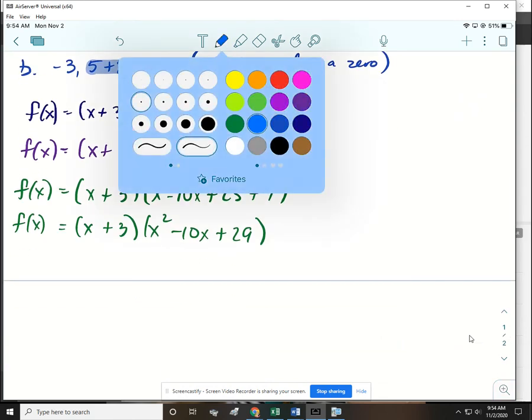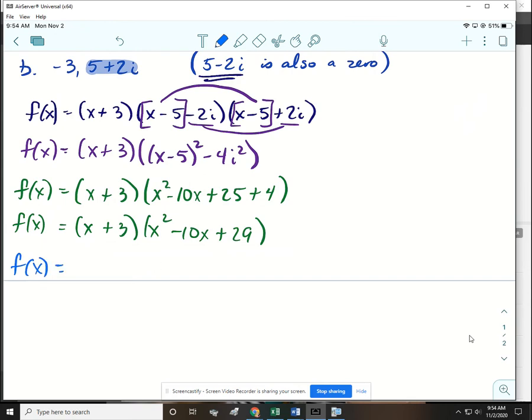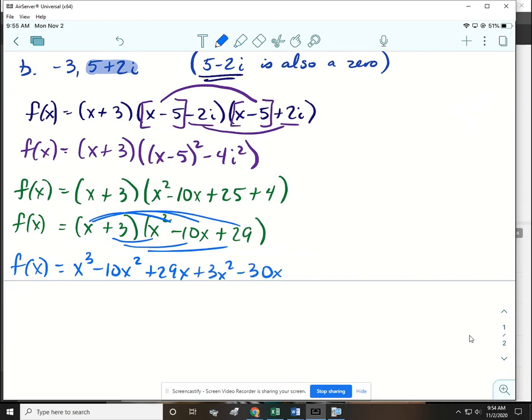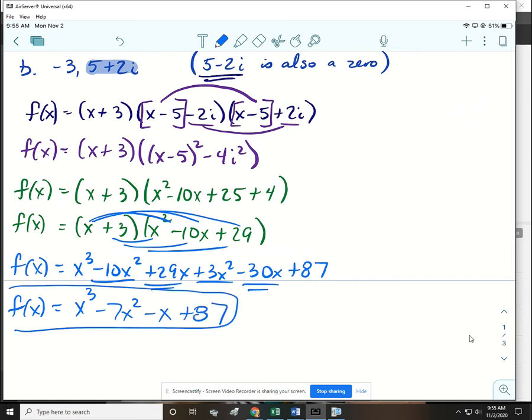All right, so now I would distribute x. And then distribute 3. And then finally, I would go back and combine my like terms. So negative 10x squared plus 3x squared, 29x minus 30x. All right, and that should be a polynomial function that has those zeros.